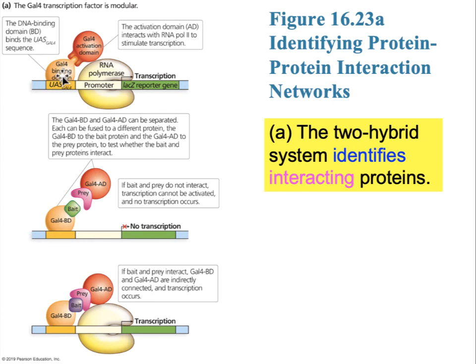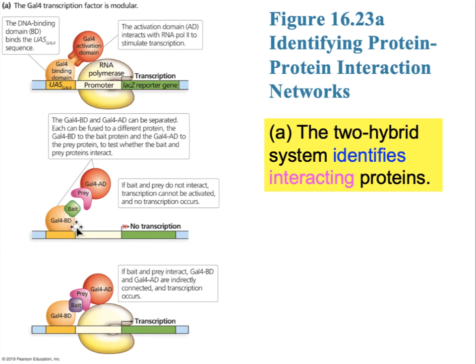Figure 16.23a shows the natural relationship between the DNA at the promoter site, the binding of the transcription factor, its 2 parts, its 2 domains, and the association with RNA polymerase at the +1 transcription site. In this case, the reporter gene is the LacZ gene, which can use X-gal to then identify white colonies from blue colonies in the selection process.